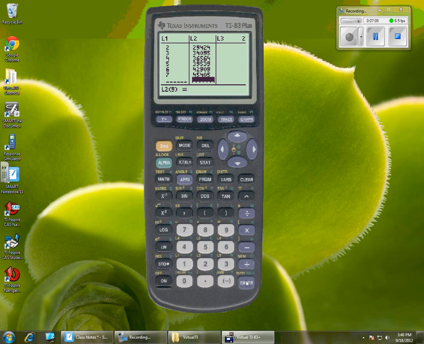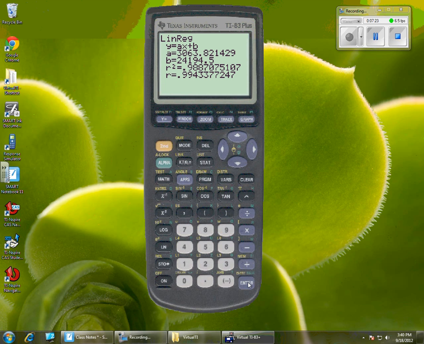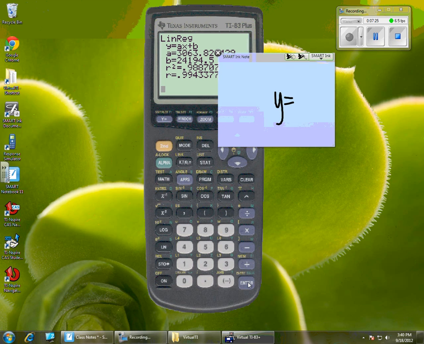And if you do, then you remember, we're going to go back to stat. We're going to arrow over to calculate. We're going to choose option 4, which is linear regression. We're going to hit enter one more time so that that pops up. And there is my A value, my B value, and my R. So for part A, where it says write the equation, that's going to be y equals, and that whole thing goes together, 3063.82x.